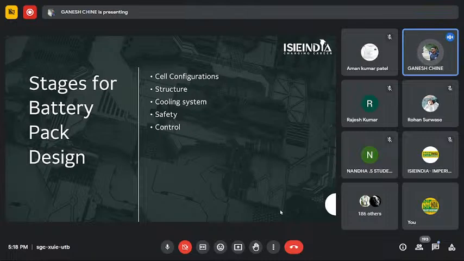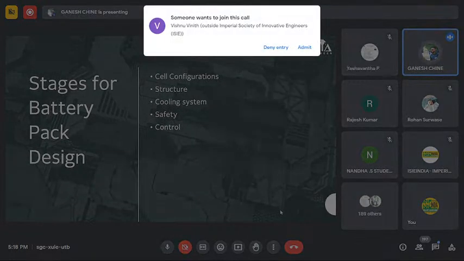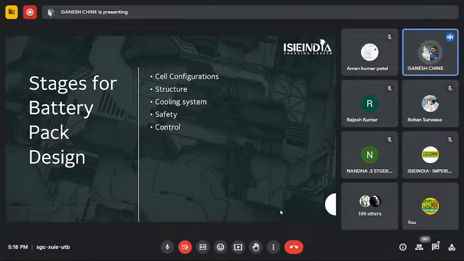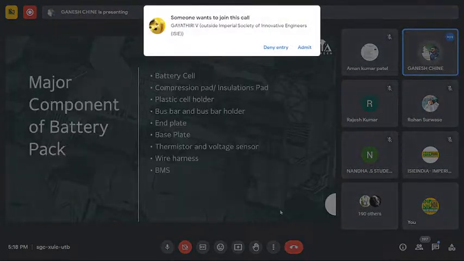From that, we analyze the data, and from that data, we predict the state of charge, state of health of the battery, and how much DOD is in that battery pack's cells. Cell balancing can also be done from the BMS. Then there are the major components in a battery pack.